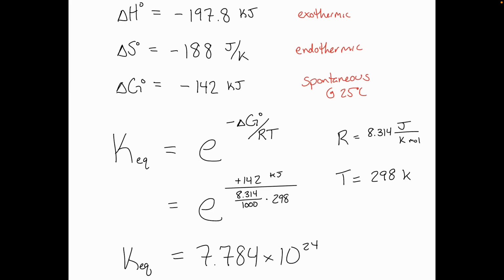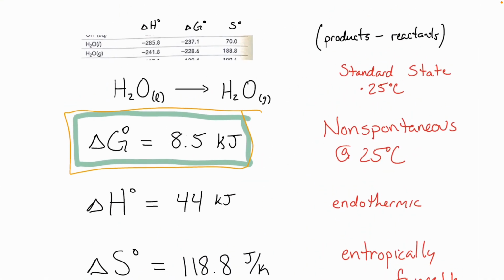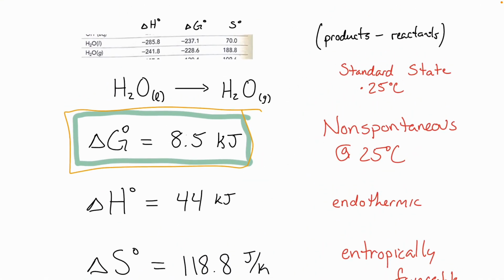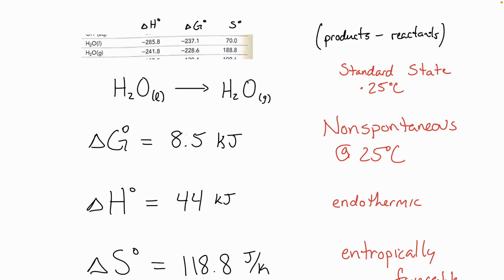All right. So the last thing we got to introduce here is let's go back to our vaporization of water that we discussed. And we said that this reaction was non-spontaneous at 25 degrees Celsius. And that kind of makes sense because if we pour ourselves a glass of water, we're not really worried about it just poof, spontaneously turning into steam, right?